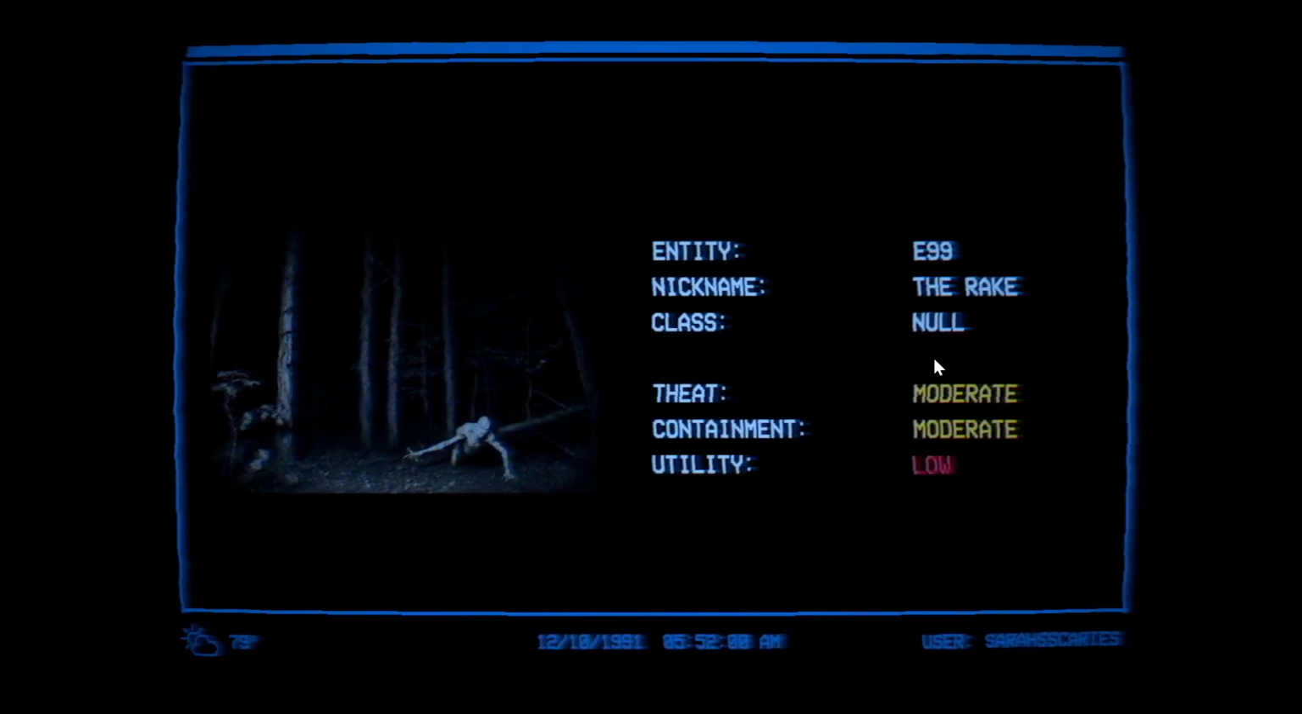Entity, E59. Nickname, The Rake. Class, Null. Threat, Moderate. Containment, Moderate. Utility, Low. After the elimination of the Wendigo, a new creature has seemingly taken its place in the Midwest of America and southern Canada.